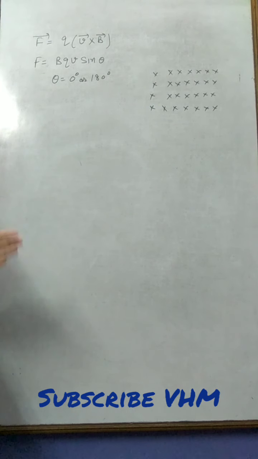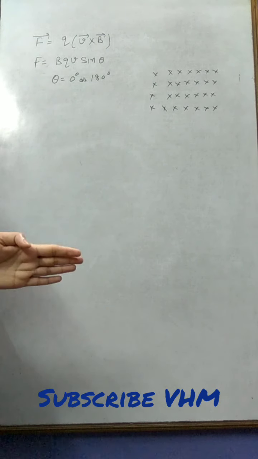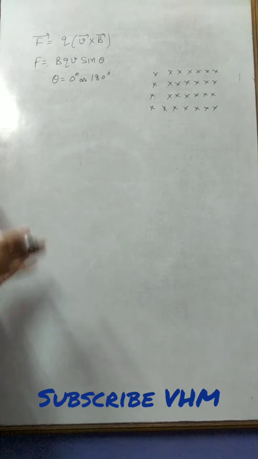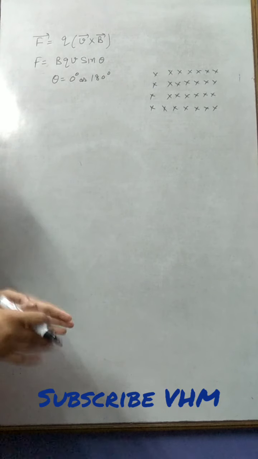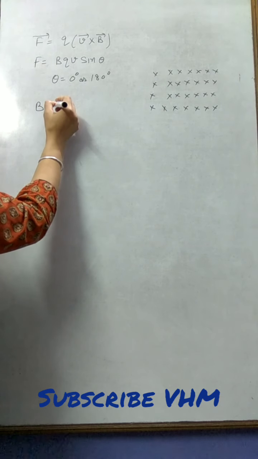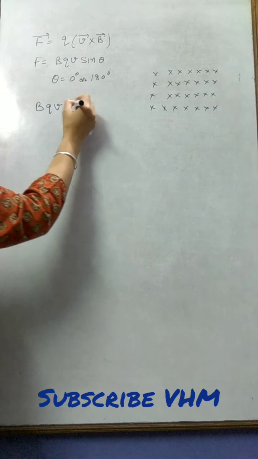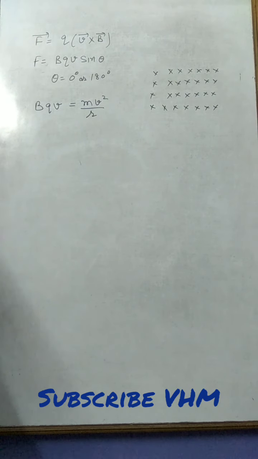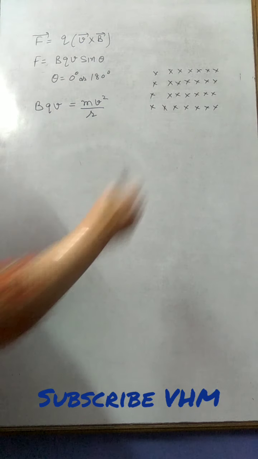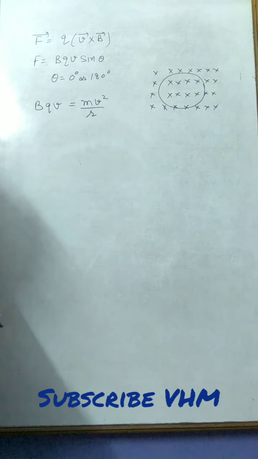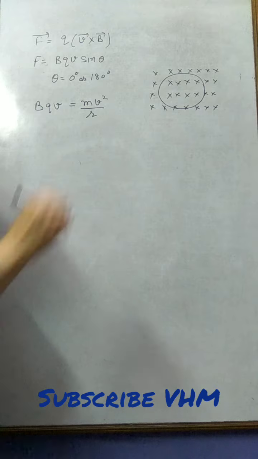Like the electric field force makes the charged particle move along a parabolic path, this force is the source of centripetal force. Remember this: when a charged particle moves with velocity v in a magnetic field, the maximum Lorentz force is BQV and it is the source of mv square upon r. mv square upon r means centripetal force, meaning in this field the charged particle moves along a circular path.